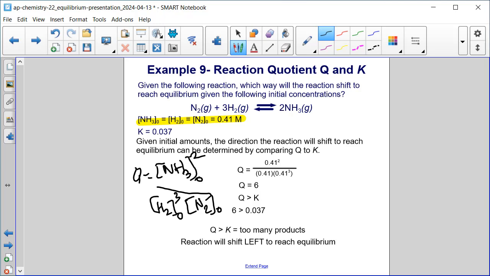And if you compare that to K, you look right here, K is 0.037. So that's much, much greater than K. Q is greater than K. In that case, we have too many products, okay? So the reaction will shift left toward the reactants in the reverse direction to reach equilibrium. So we would expect the reaction to shift in the reverse toward the reactants.